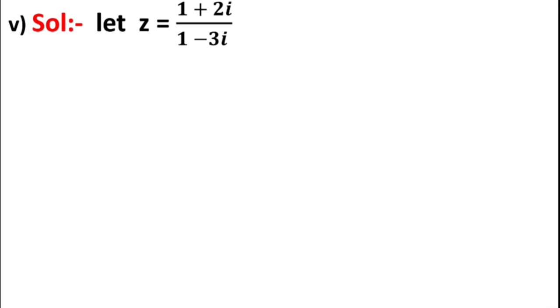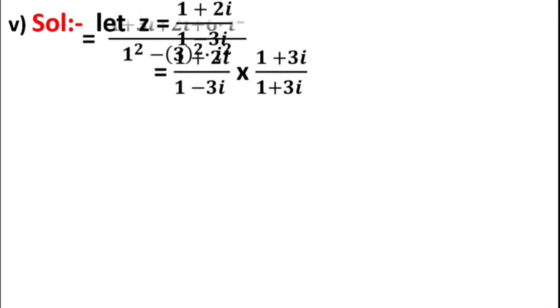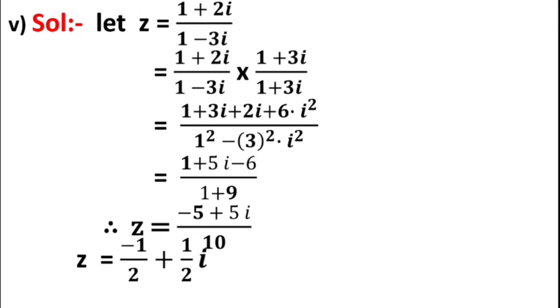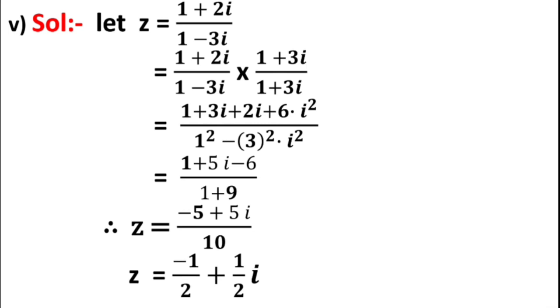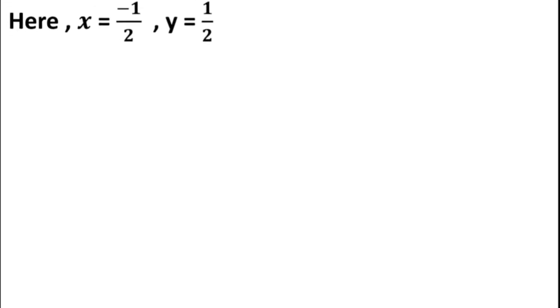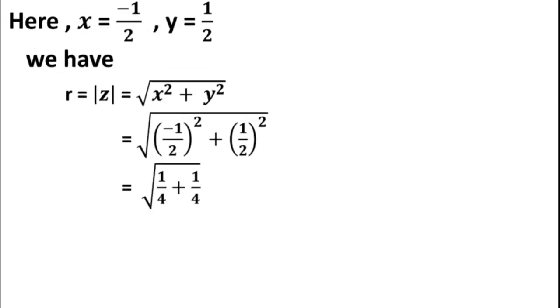Again you have to multiply and divide by the conjugate of the denominator. After simplifying you will get z is equal to minus 1 by 2 plus 1 by 2 into i. Here x is equal to minus half and y is equal to plus half. So r is equal to under root of x square plus y square, you will get 1 upon root 2. R is 1 upon root 2.